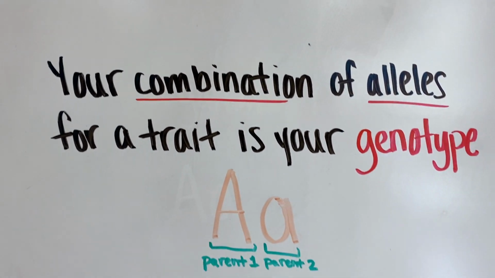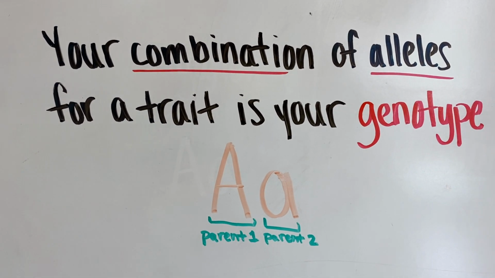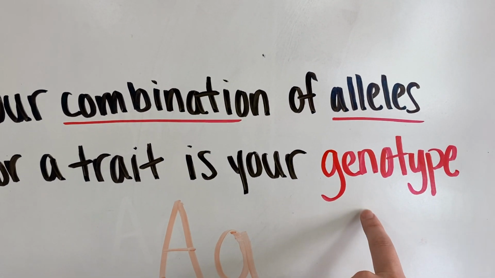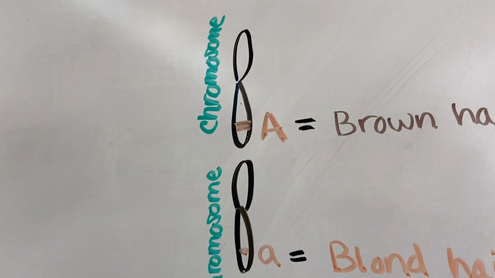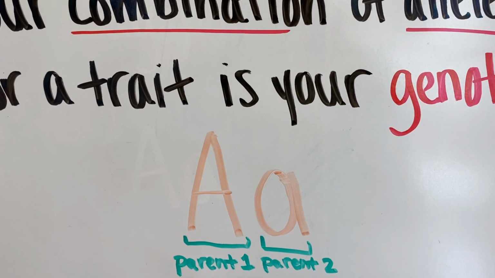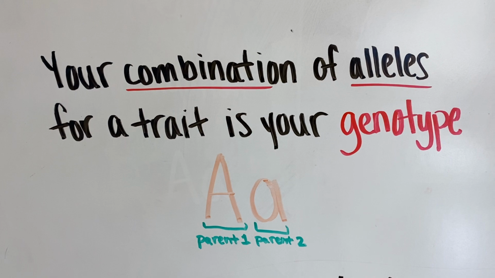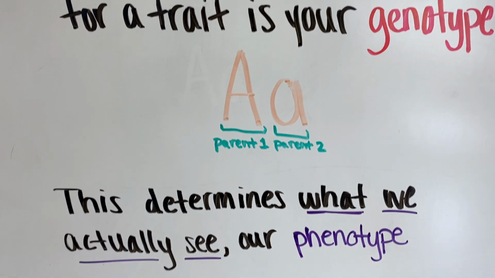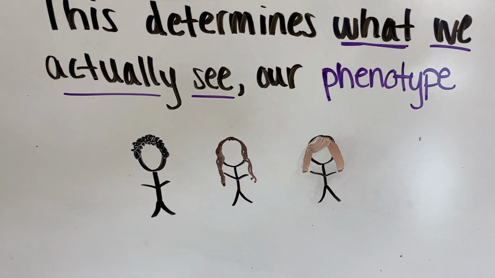So you're going to get a combination of alleles, or those upper or lowercase letters. The combination that you have in your body, that is your genotype. Remember, it looks like genotype. So this is what is actually on your genes. For example, if these were your two parents and that's the version of the genes that you got, your genotype would be uppercase A, lowercase a. Pretty easy. Now, whatever your genotype is, that is going to determine what we actually see, what is expressed or represented. We call that your phenotype.